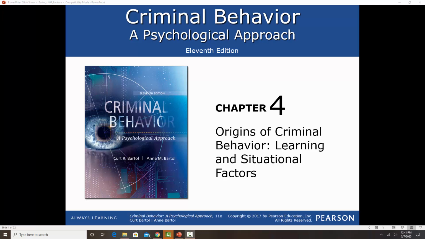So in chapter 4, we're continuing our look at the origins of criminal behavior by looking at learning theories and situational factors. And we've kind of touched a little bit on learning theories when we talked about Albert Bandura and social learning theory or modeling.